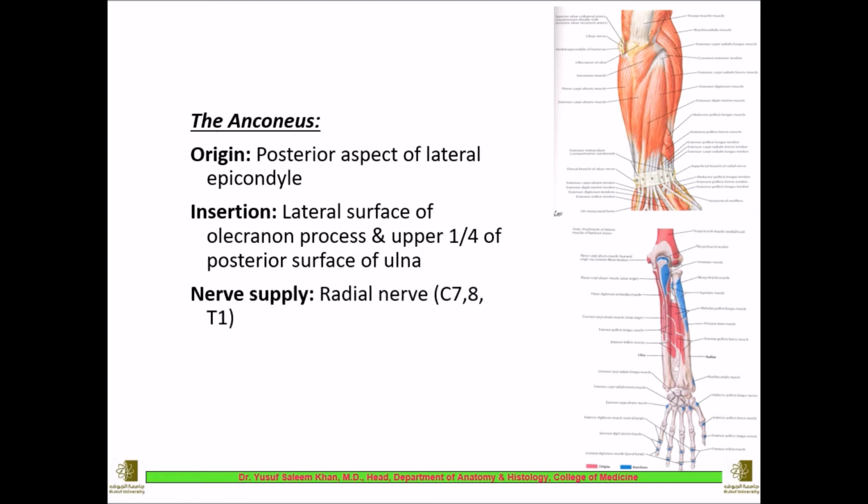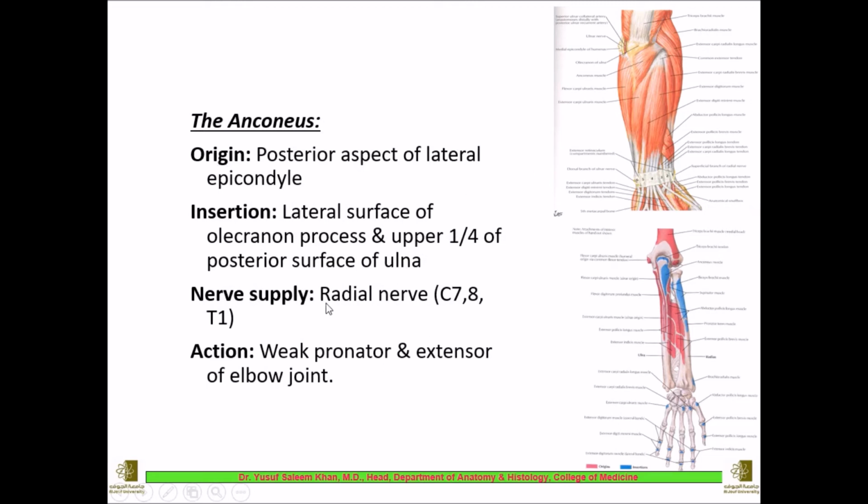The nerve supply is by the direct branch coming from the radial nerve, and as for the actions, it is a weak pronator of the forearm along with the other muscles, which are the pronator teres as well as the pronator quadratus. So this also helps in the pronation, even though it is in the extensor compartment, along with the two muscles of the flexor compartment. This helps in the pronation, but this is a weak pronator, and the strong pronators are the pronator teres as well as the pronator quadratus.